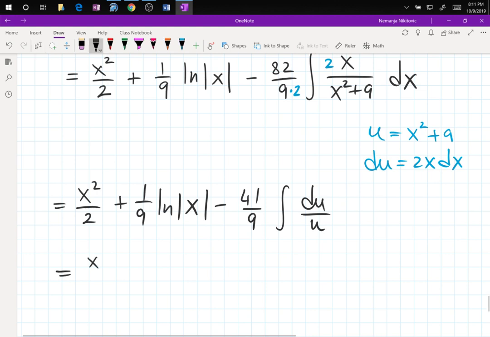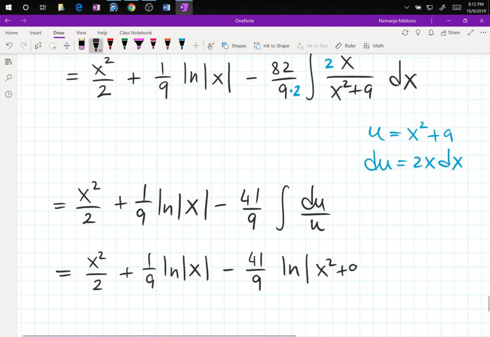So this is going to be x squared over 2 plus 1 over 9 ln absolute x minus 41 over 9 ln of u, and u is x squared plus 9. No need for absolute values because it's positive. There's a plus c for that final point, and there it is.